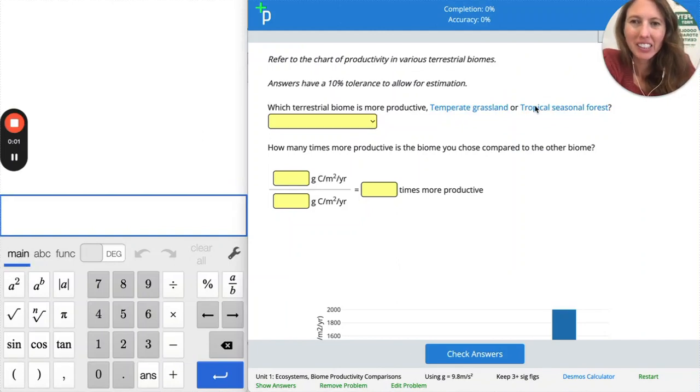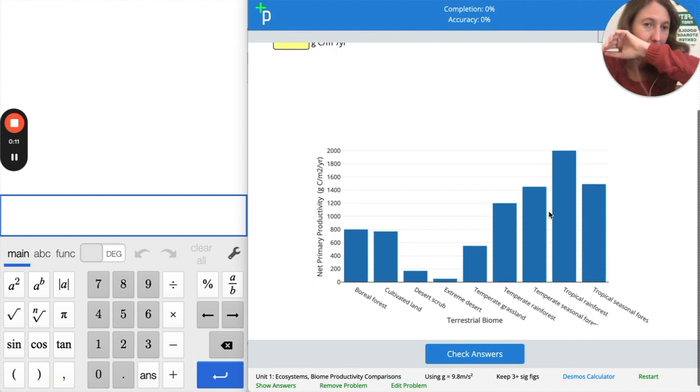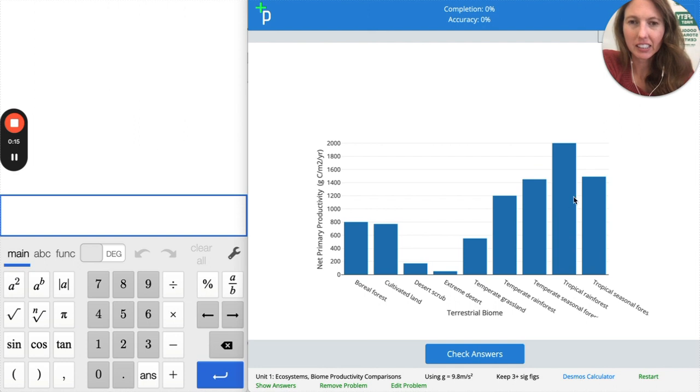Hi, environmental science students. We're looking at a problem where we need to compare the productivity of two biomes. We have a graph, and the first question asks, which terrestrial biome is more productive, temperate grassland or tropical seasonal forest? The tropical seasonal forest, far on the right, is definitely more productive.